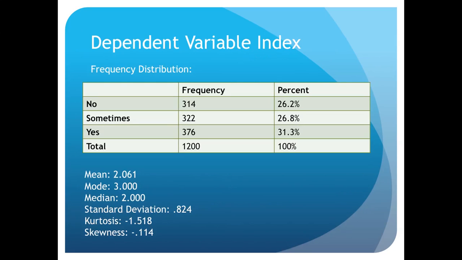In addition to the alpha, I've included the frequency distribution of the dependent variable index. The mean is at 2.061. The standard deviation is at 0.824, which tells us the degree of variation within a variable on the basis of the average deviation from the mean.